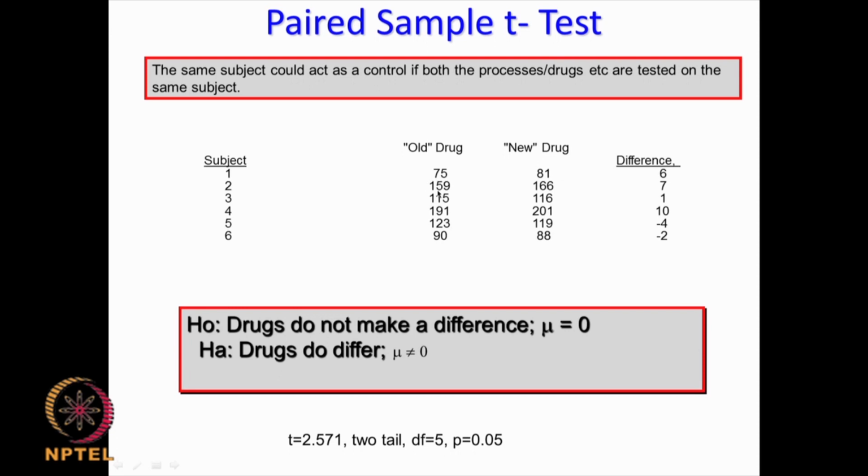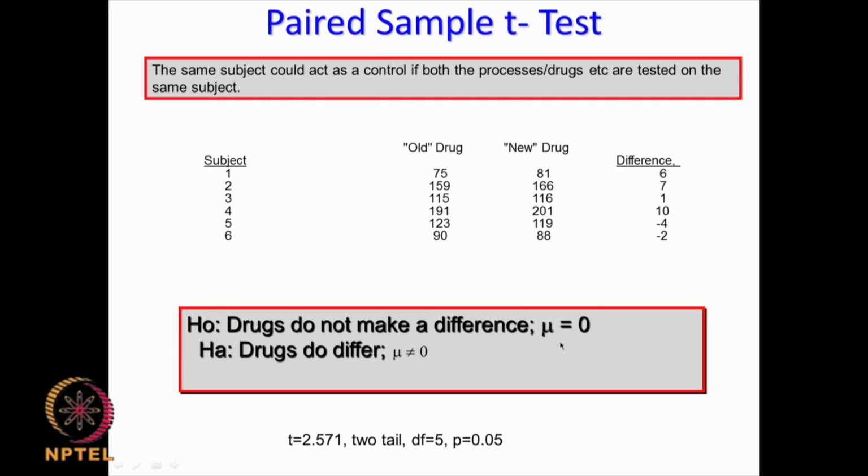75 minus 81 is 6, 159 minus 166 is 7, 115 minus 116 is 1, 191 minus 201 is 10, 123 minus 119. Actually I am doing the other way, actually 81 minus 75 is 6, 166 minus 159 is 7, 116 minus 115 is 1, 201 minus 191 is 10, 119 minus 123 is minus 4, 88 minus 90 is minus 2. Now if I add all these, I will get some x bar. I would like to tell whether this x bar is statistically different from the mu of 0.